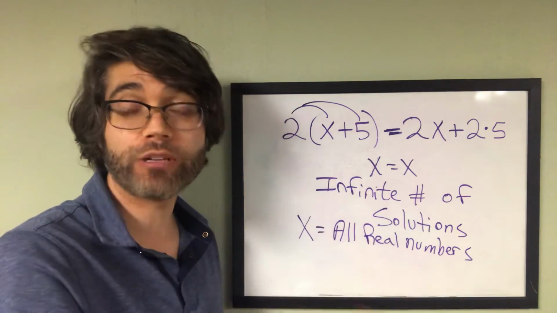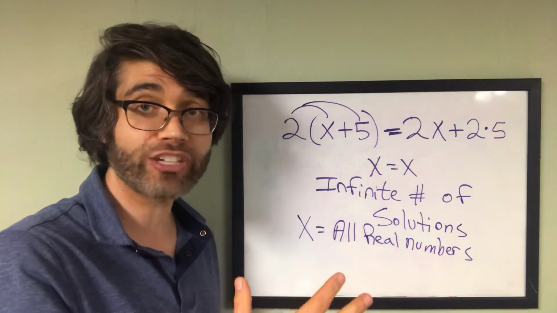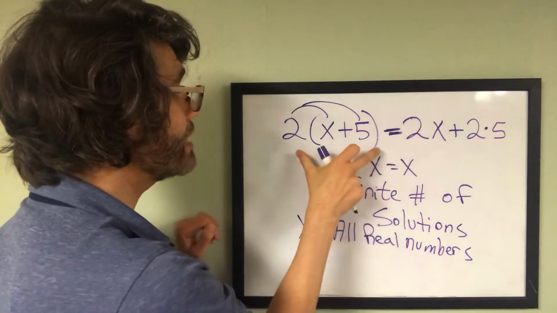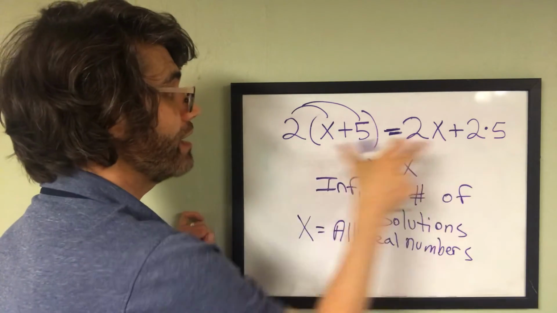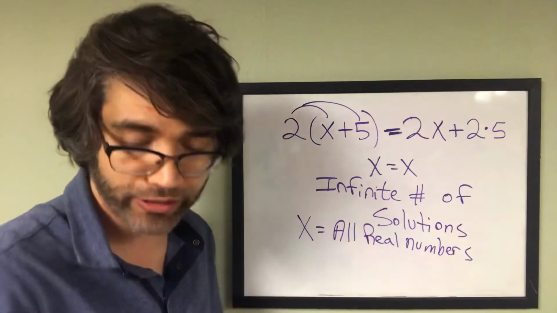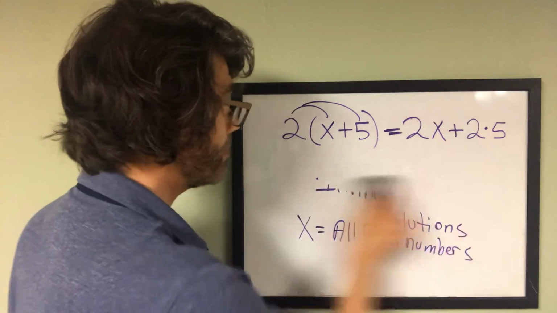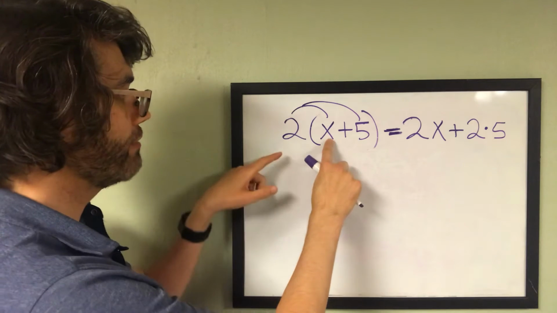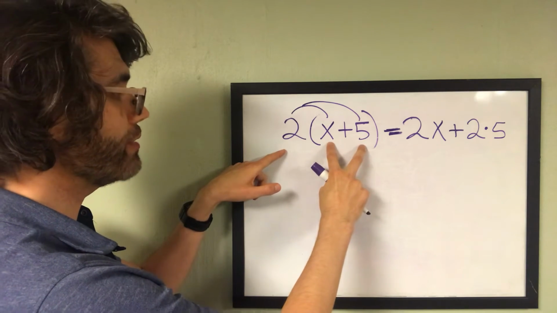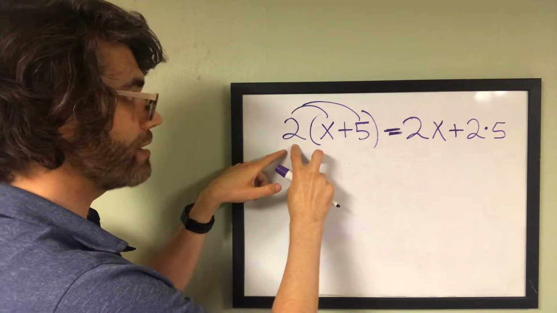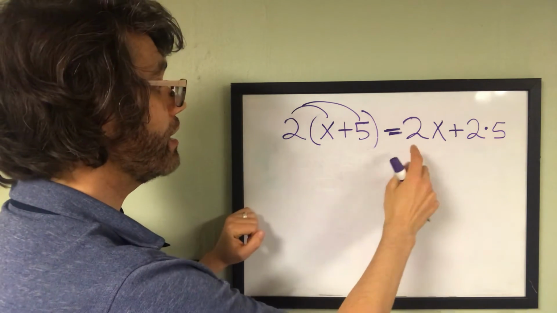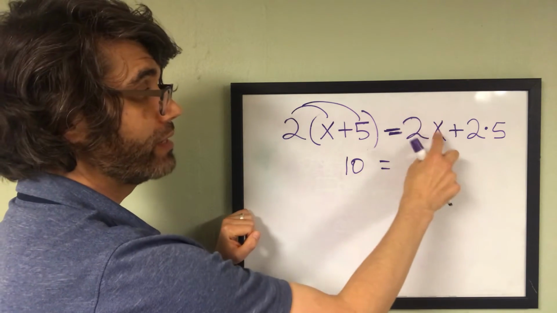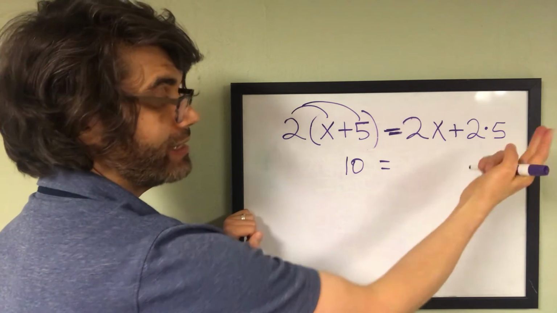Really? Any real number on the number line. It could be a positive number, it could be a negative number, it could be 0, it could be a fraction, it could be a decimal. It could be any real number, and it will always keep these two sides balanced with each other. And I really do mean that. Like, let's try to plug in 0 here for x. So 0 plus 5 is 5. 5 times 2 is 10. Okay, so this side would be 10. 2 times 0 is 0. 0 plus 10 is 10.